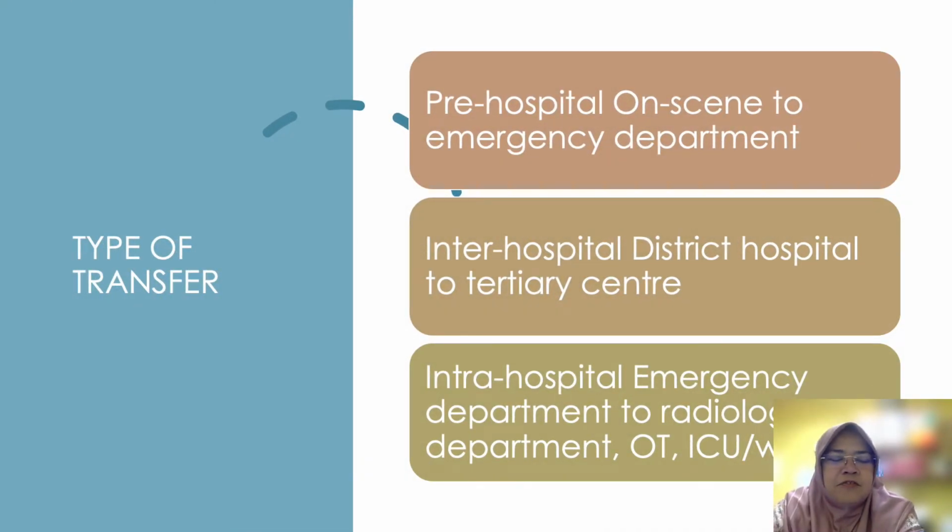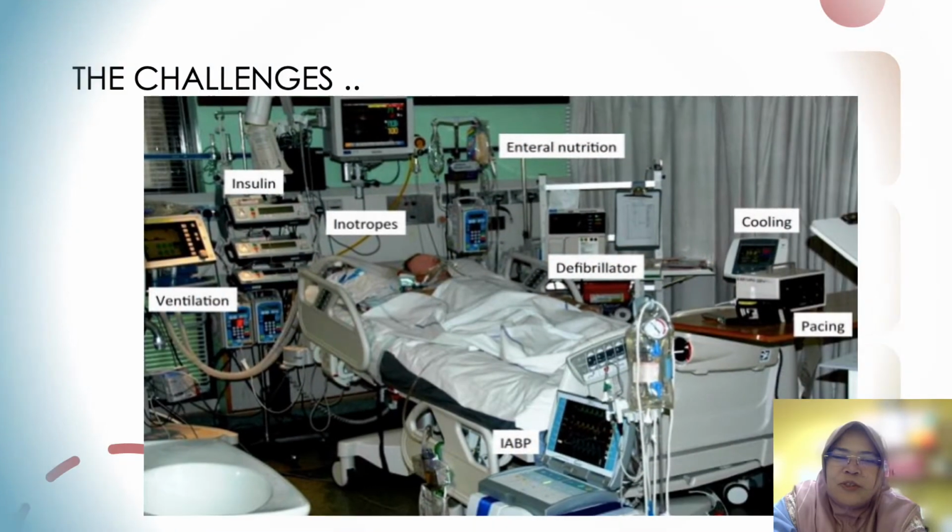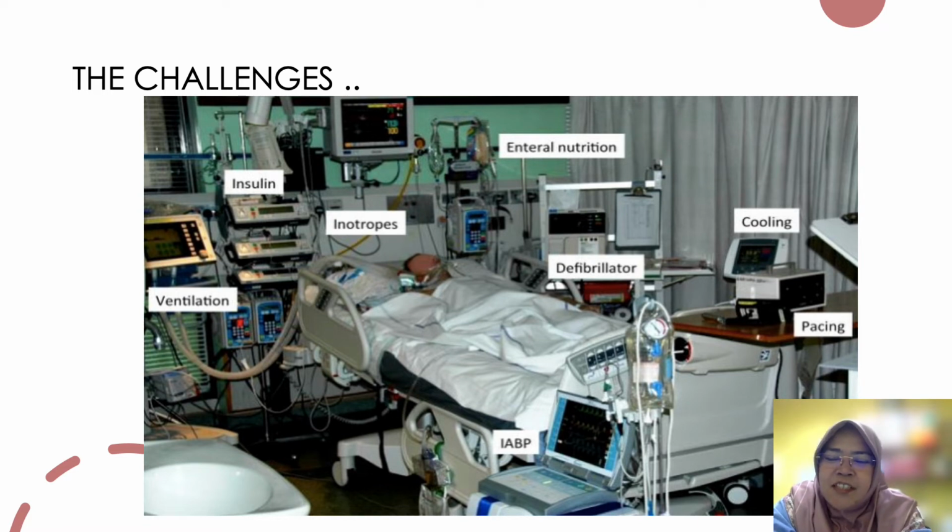We have three types of transfer of critically ill patients. First, pre-hospital, from on-site to the emergency department. Second, inter-hospital, from district hospital to tertiary center and vice versa. And third, intra-hospital, from the emergency department to the radiology department, operation theatre, intensive care unit, or the ward. This picture shows the challenges that the physician needs to deal with: continuing the ventilation, continuing the inotropic support, invasive and non-invasive blood pressure monitoring, and other things which a critically ill patient needs during transfer.